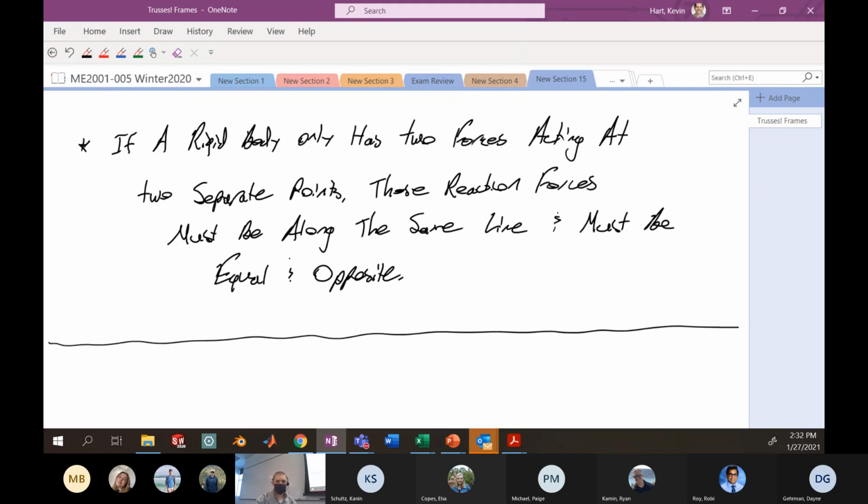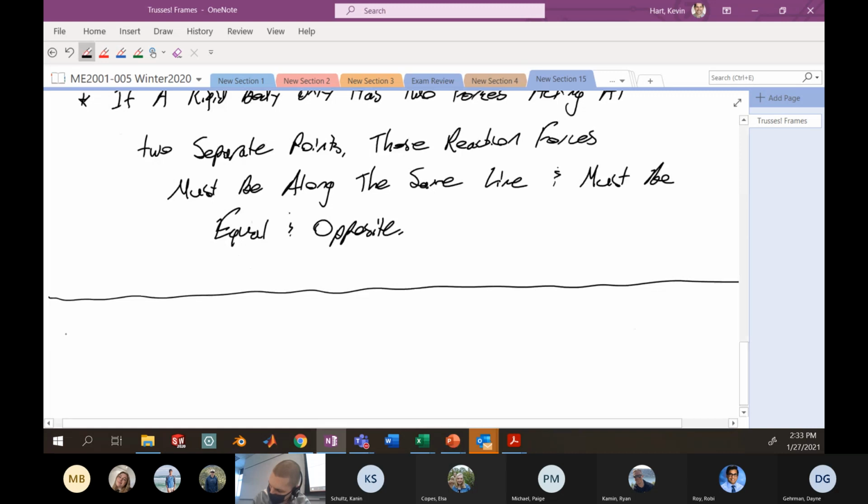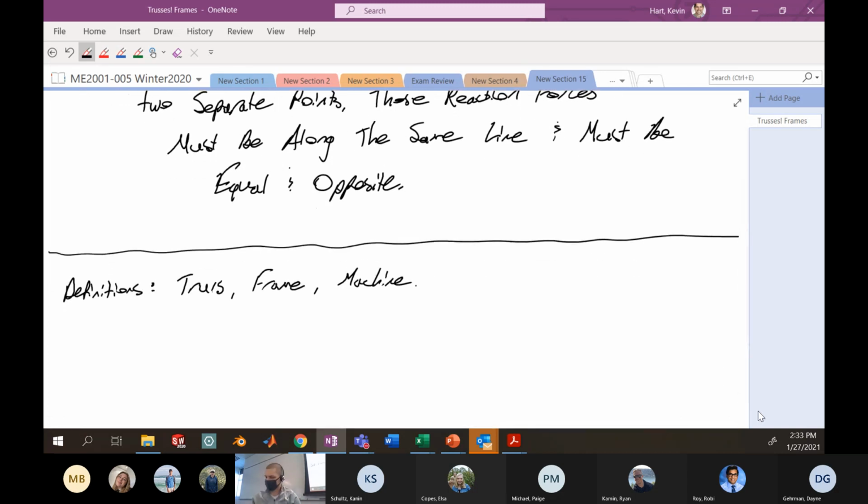All right, so finally, let's move on. This whole section is on trusses and frames and machines. And these actually have very specific definitions in mechanics. So let's actually define what is a truss, what is a frame, and what is a machine. Okay. Truss.